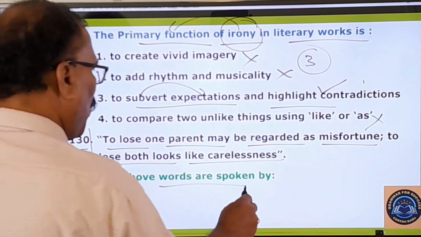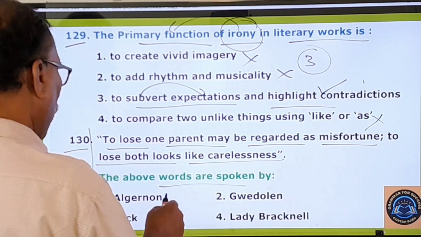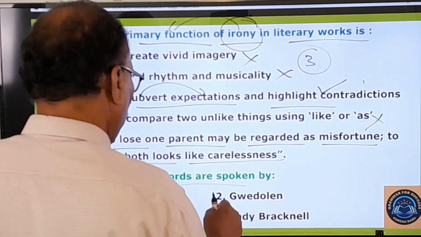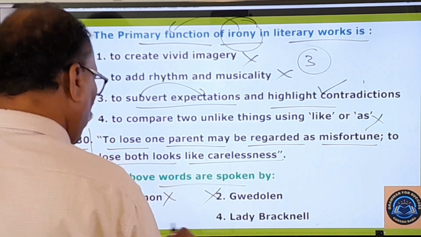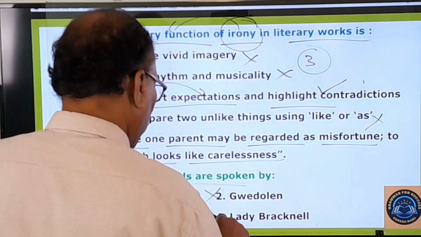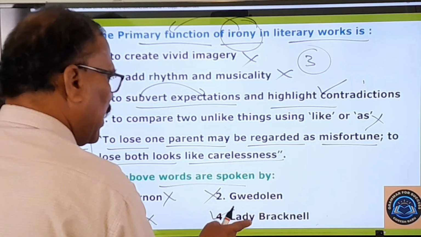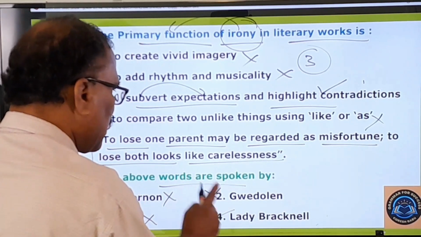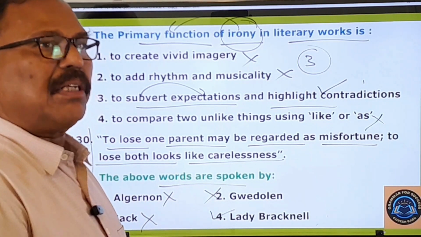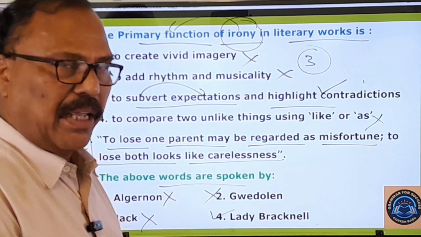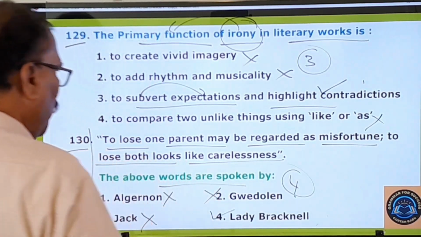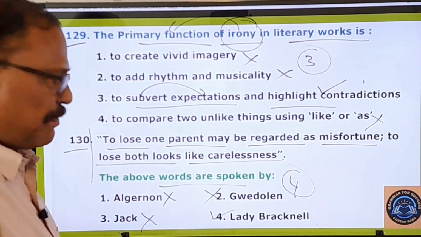The above words are spoken by Algernon, Gwendoline, no. Jock, no. Lady Bracknell. So this is the right one. These are the words spoken by Lady Bracknell. These are all the characters of that drama, The Importance of Being Earnest. The fourth one is the right one. And now you move on to the next question.